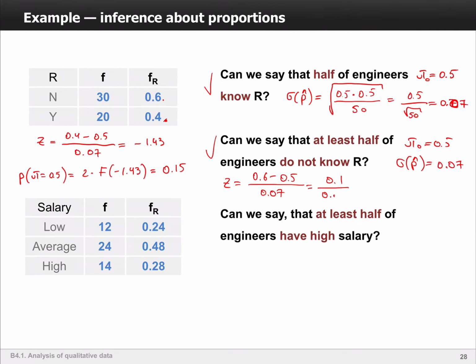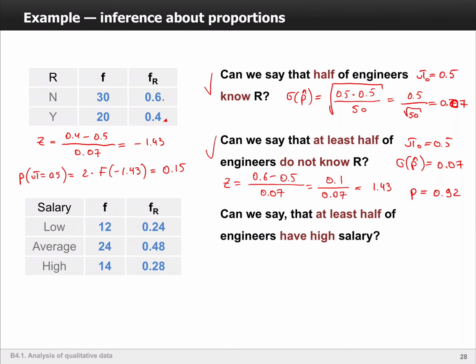divided by 0.07. And then we will have the same value as we had in the previous test, but with the sign plus, so 1.43. Then we can calculate the p-value. In this case, because we have "at least", it means that we need to use the left tail, right? To calculate the p-value, all negative z-values will be extreme in this case, right? So we just calculate it using the pnorm function. So the p-value in this case will be 0.92.